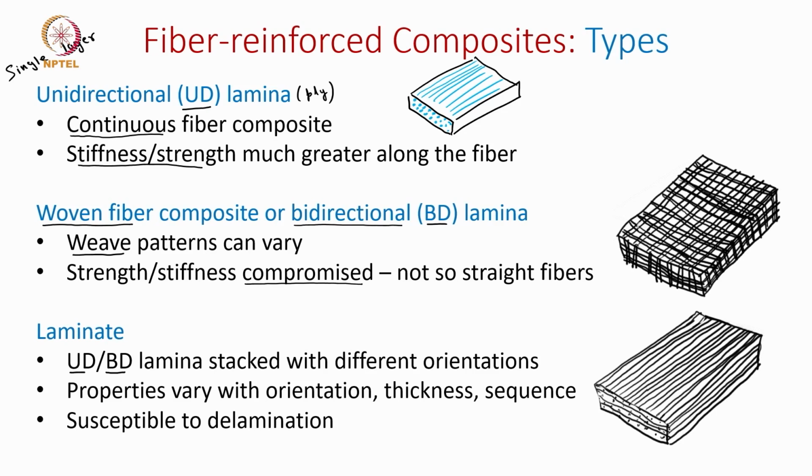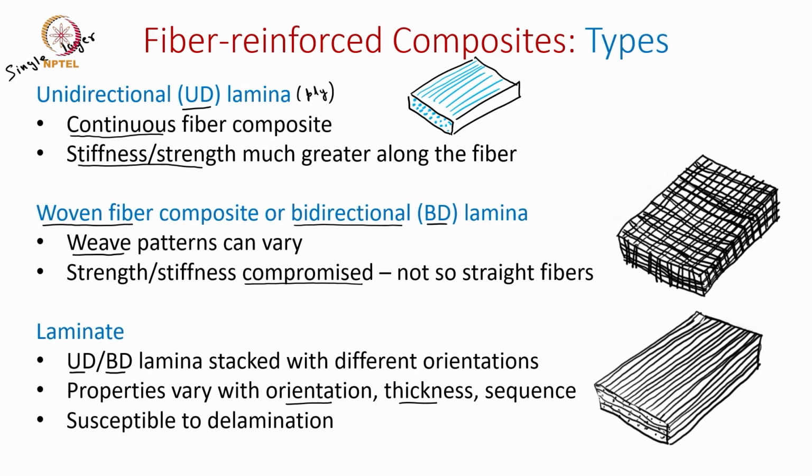Maybe in the second layer we can have it in the perpendicular direction, or maybe the third layer could be inclined, let us say 45 degrees. Which means we can vary the orientation, the angles 0, 90, 45, and we can also vary the thickness. Meaning the first layer and the second layer need not be the same thickness.